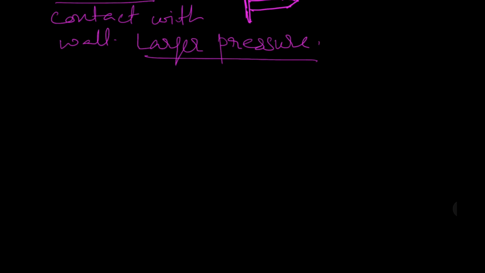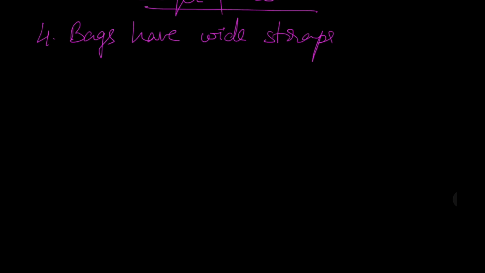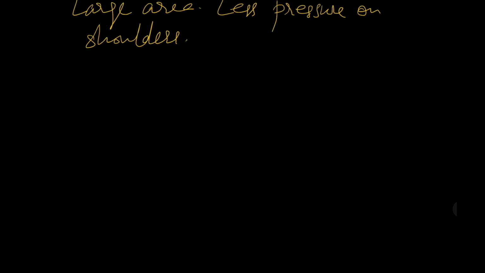One of the most common examples which we can see is that school bags have wide straps. Same again, wide straps means large area. Large area means less pressure on shoulders. That is why school bags have wide straps.